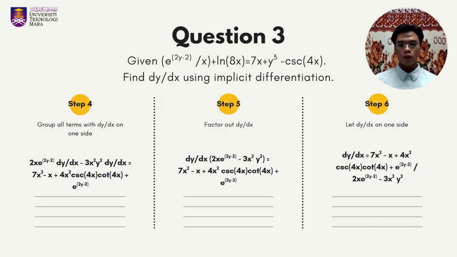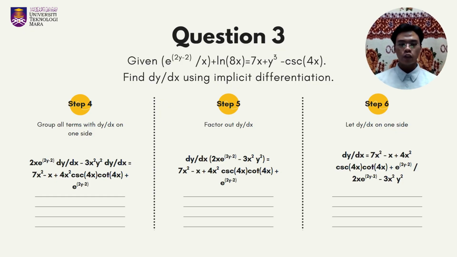So next, in step 4, we will group all the terms with dy over dx on one side. I put all dy over dx on the left side, and the variables with no dy over dx, I left on the right side. Next, in step 5, we will factor out dy over dx. So as you can see there, we factor out dy over dx times 2x exponent power of 2y minus 3x square y square equals to the variables with no dy over dx on the right side.